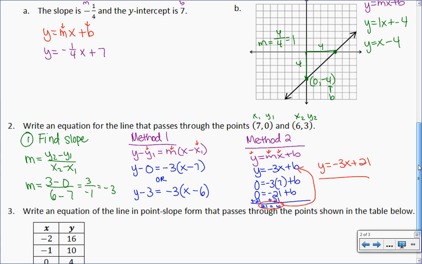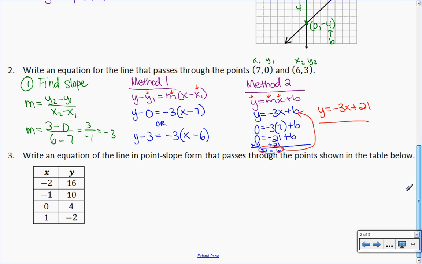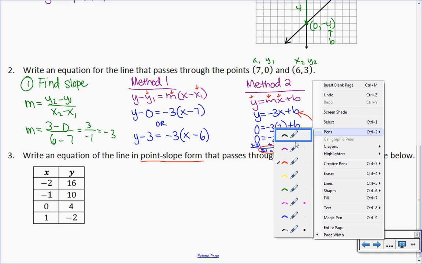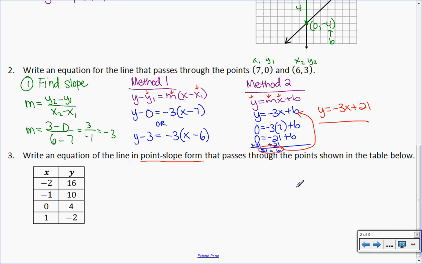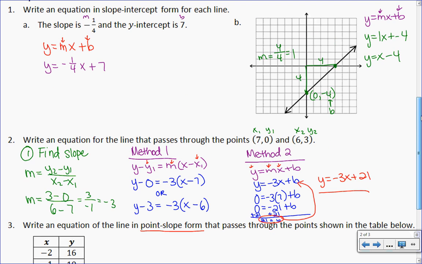Alright, let's look at example 3. Write an equation of the line in point-slope form that passes through the points shown in the table below. Okay. Remember, when you have stuff from a table or points, like in number 2, take a look at your table at the top again.